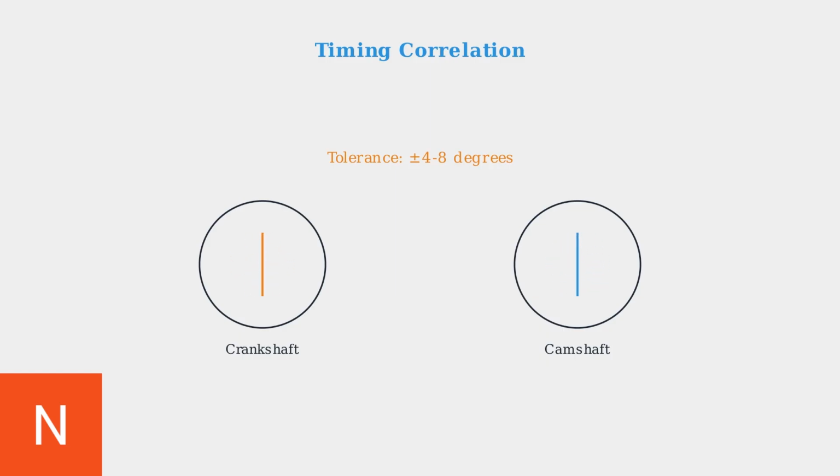When the engine control module detects a discrepancy between their signals, it triggers the P0016 code. Modern timing-tolerant specifications require correlation within 4 to 8 degrees of crankshaft rotation.